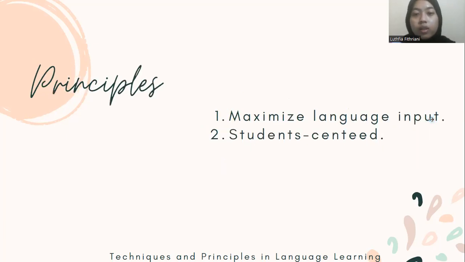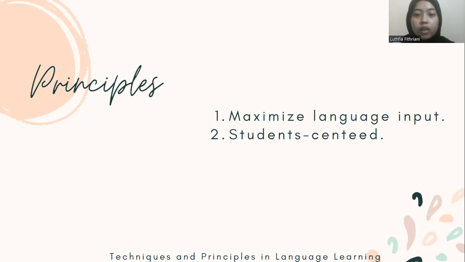There are two principles of cooperative learning. The first is maximize language input. In this method, the teacher has to try to help the students to maximize their language input by putting the students together in pairs or in groups, so the students will have more time to discuss with their friends and learn from each other. So it will help the students to develop their target language skills.